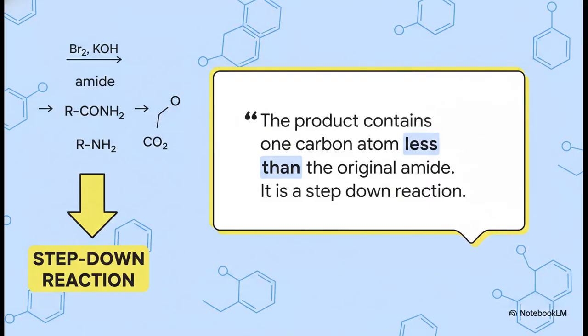And our 4th and final method is the Hoffmann bromamide degradation. The name itself kind of gives it away, right? Degradation. You start with an amide, and this reaction literally chews up and spits out the carbonyl group. It just gets kicked out. So what are you left with? An amine that has 1 less carbon atom than the amide you started with. This makes it the absolute classic step-down reaction, the perfect opposite to the Mendius reduction we saw earlier.